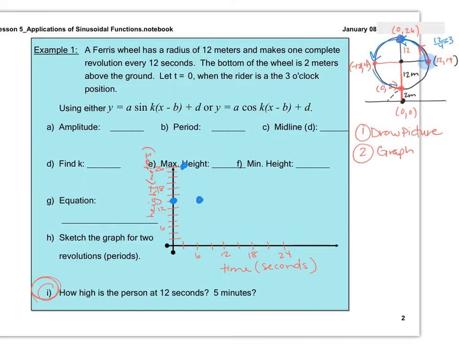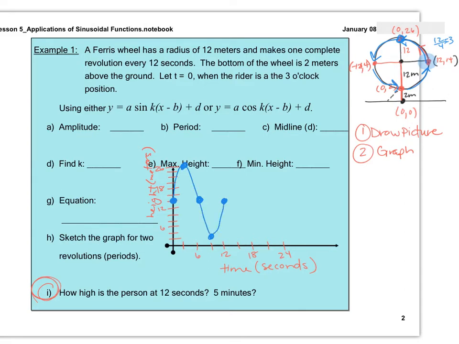After 9 seconds, I'll be at 2 feet off the ground. Remember, it can't scrape on the ground. You'd wreck the Ferris wheel. And then 3 more seconds gets us back to the starting point. So after 12 seconds, we're back at 14. Here is the beginning of our graph.